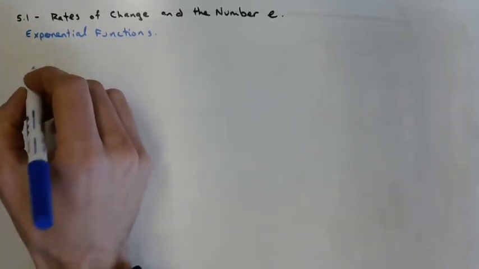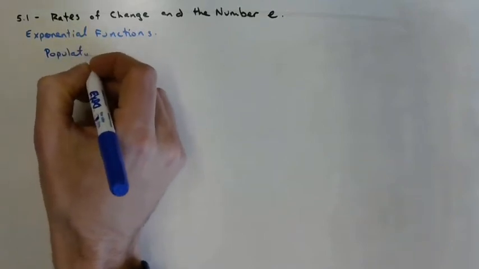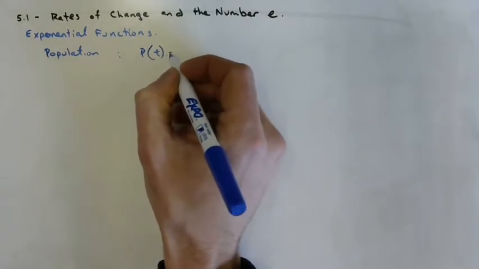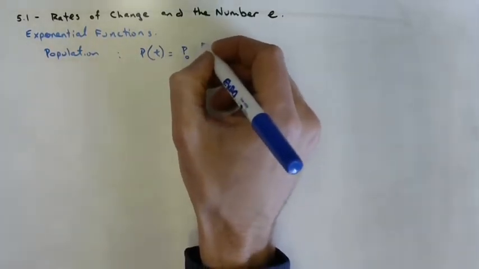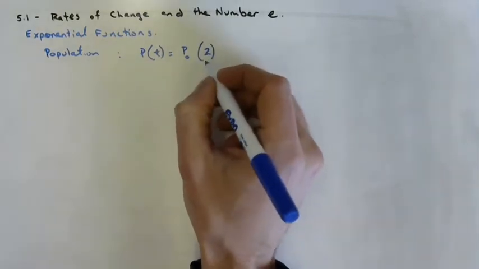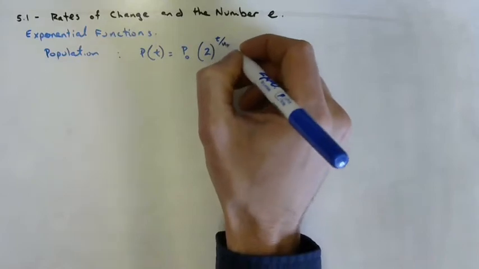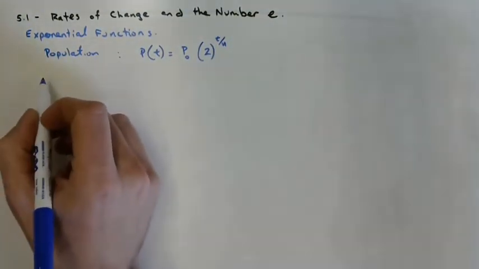Some of those look like population. So you could do a population situation where you might have P with respect to t. Population over time is your initial population. Maybe you're talking in terms of a doubling time, and then you have the number of doubling periods with respect to days.